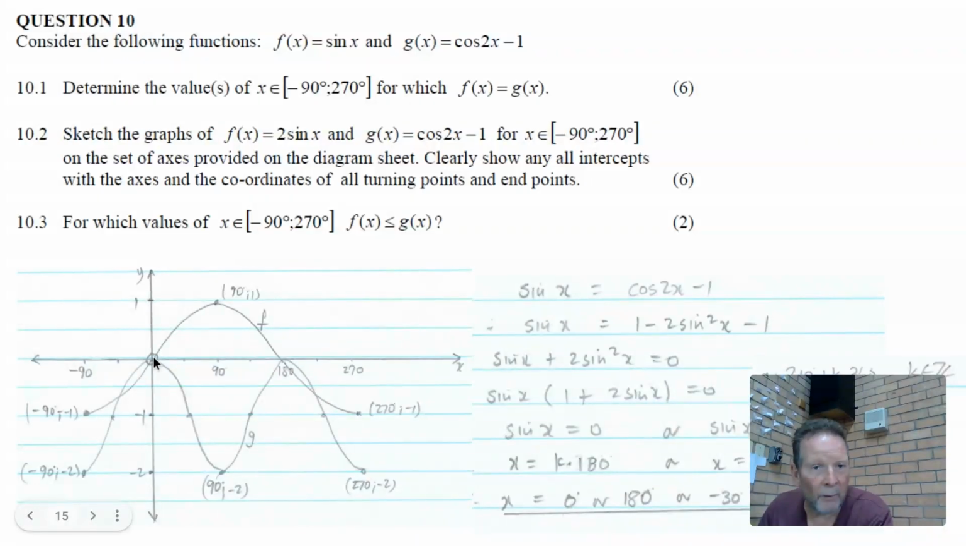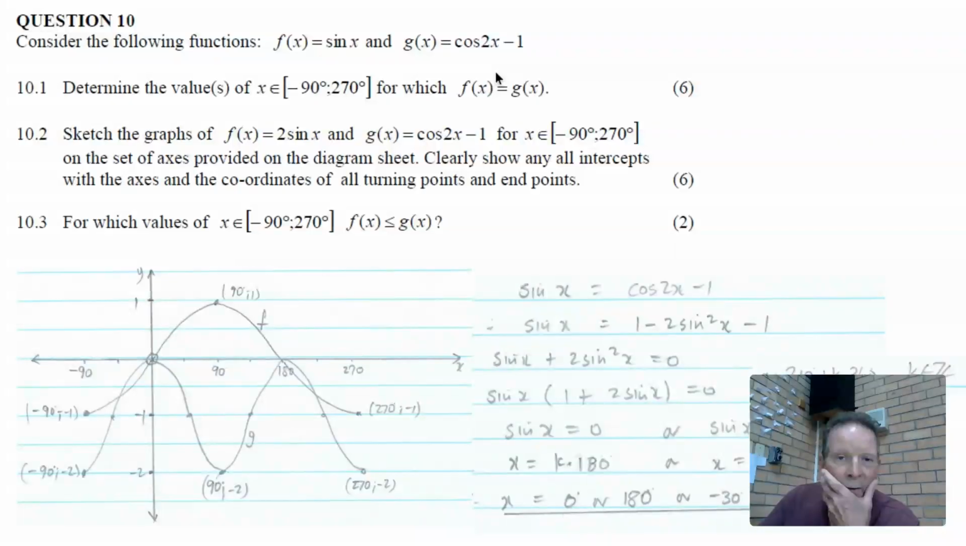And how do you know the graph of sine? Every 90 degrees, and it says between minus 90 and 270. So it's minus 90, 0, 90, and then 180. It goes up to 1. You just have to know the graph of sine. That's an easy one. Put 90 and 1. 270 and minus 1 is an endpoint, and minus 90 and minus 1 is the other endpoint. So the sine one's easy.